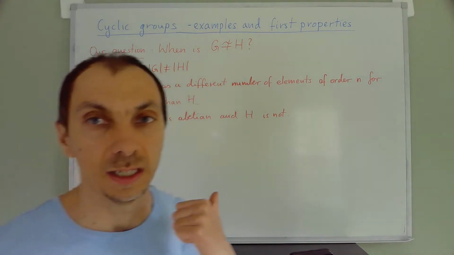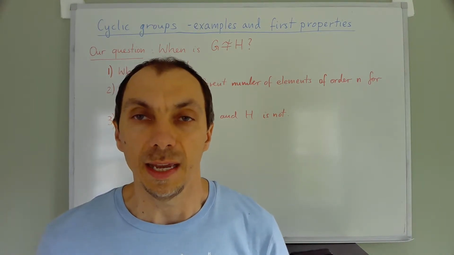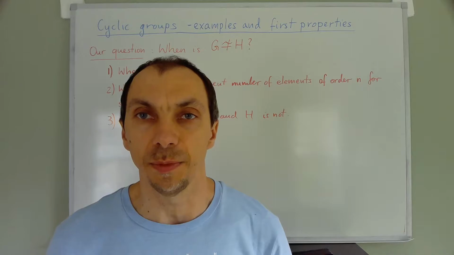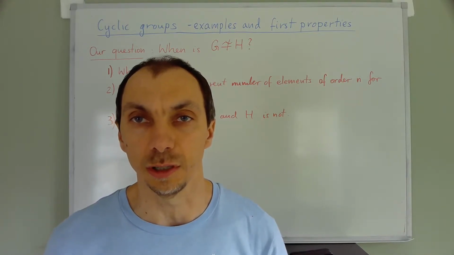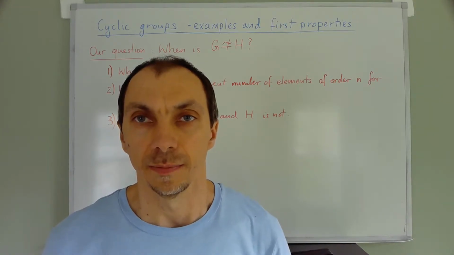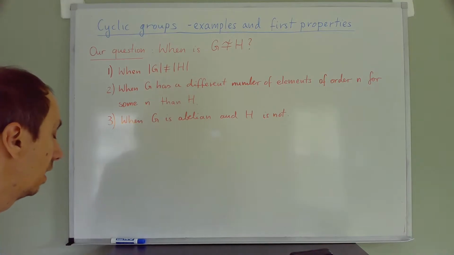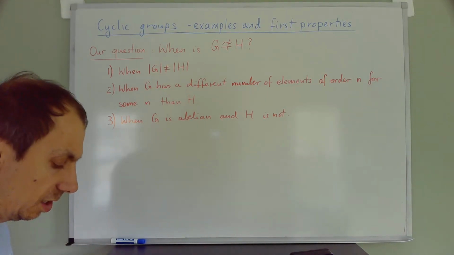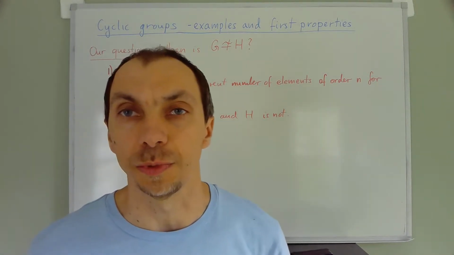The problem with this criterion, it's really a good criterion, except that for some groups it might be very laborious to count the number of elements of a given order if the groups are big. And secondly, sometimes it just isn't that useful when you deal with infinite groups, for example.